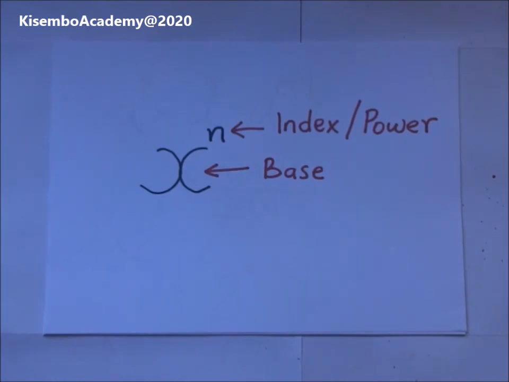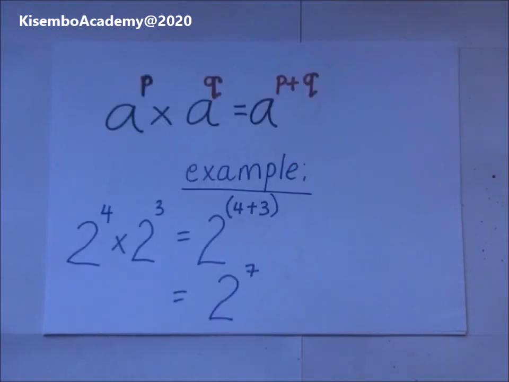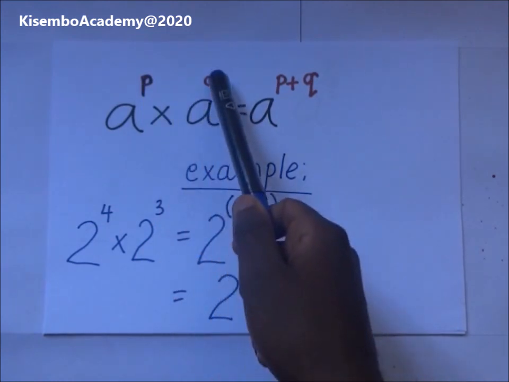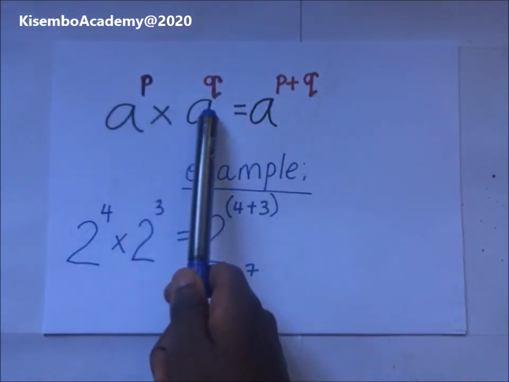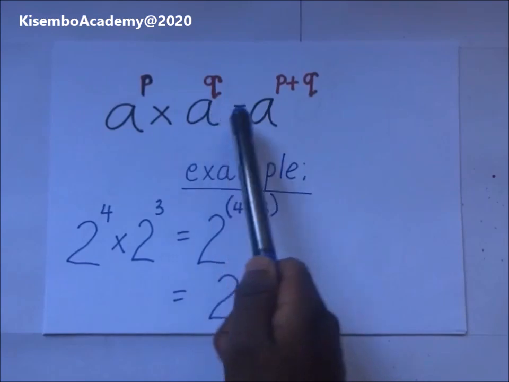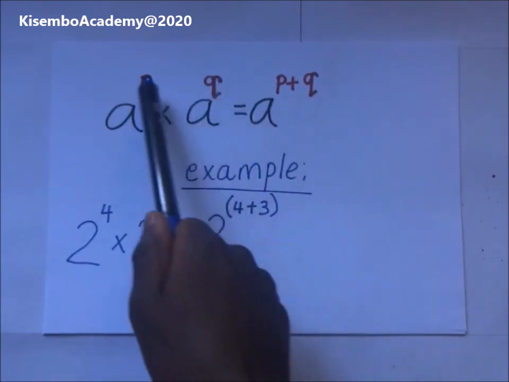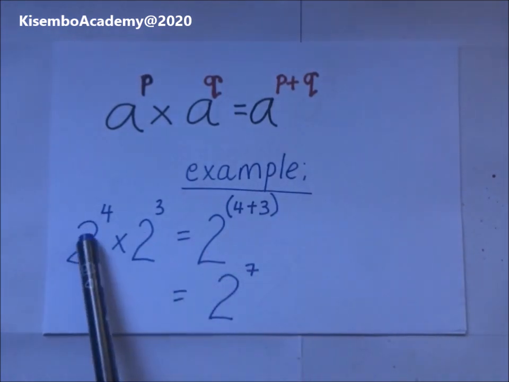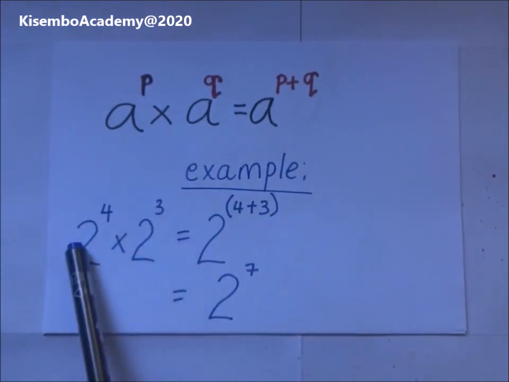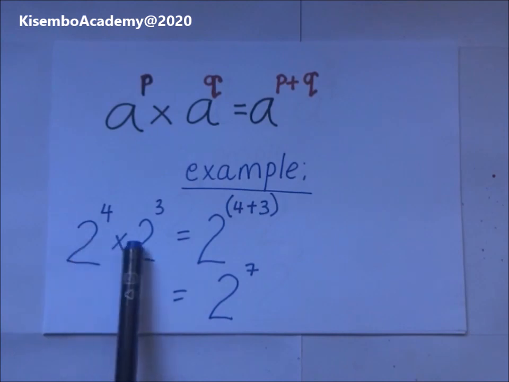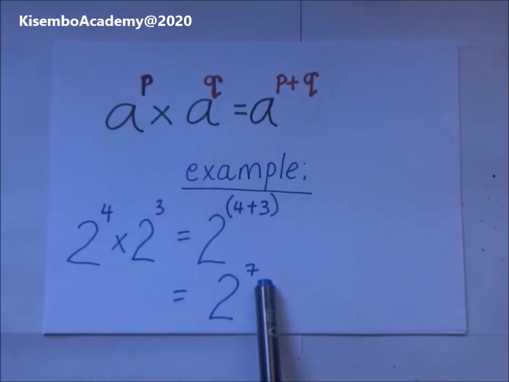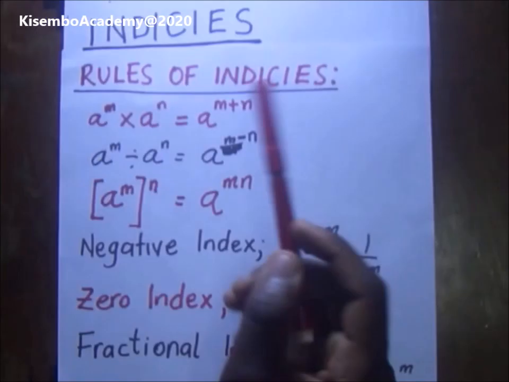These are the very laws we use when we are calculating and manipulating numbers that involve indices. Right here we have, in general terms, a to the power p times a to the power q. If the bases are the same, then you simply call it one base and you add the powers. So it's going to be p plus q. For example, you're having 2 to the power 4 times 2 to the power 3. The bases are the same, it is 2. So you simply maintain the base and you add the powers, 4 plus 3, giving us 2 to the power 7. This is when you're multiplying indices.